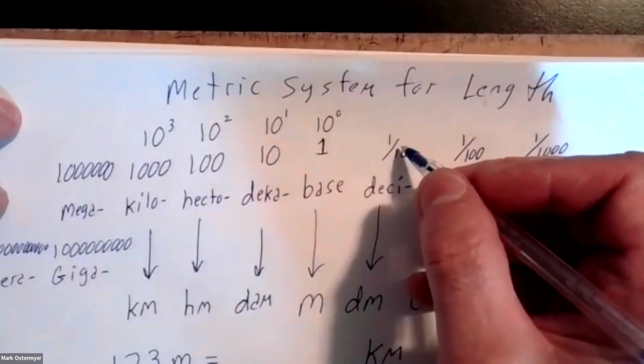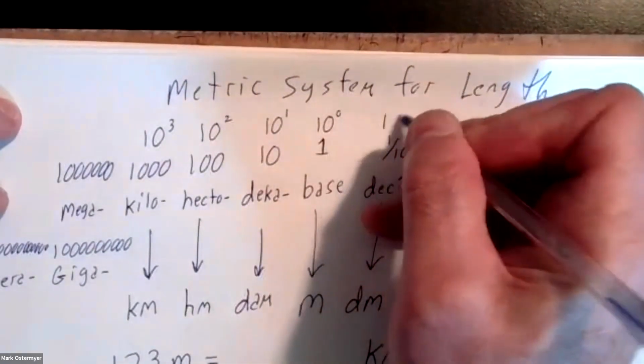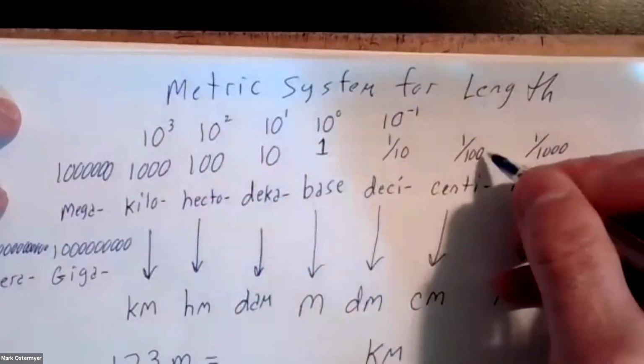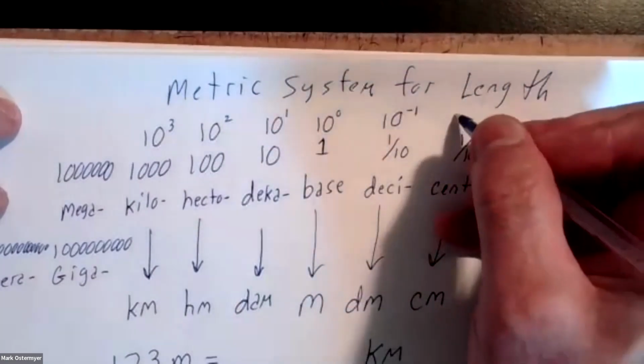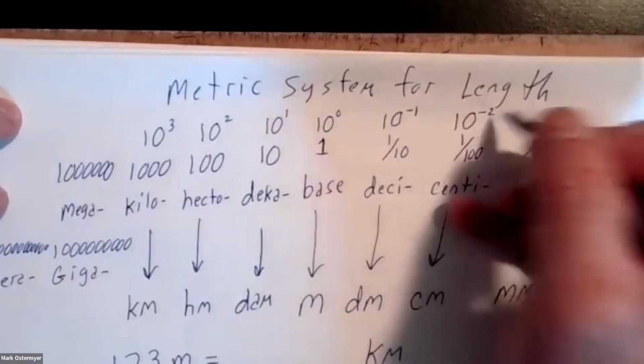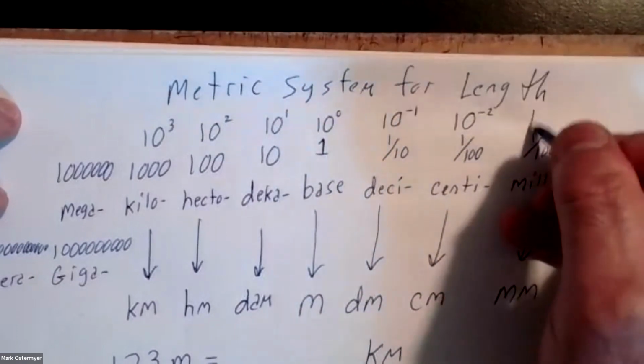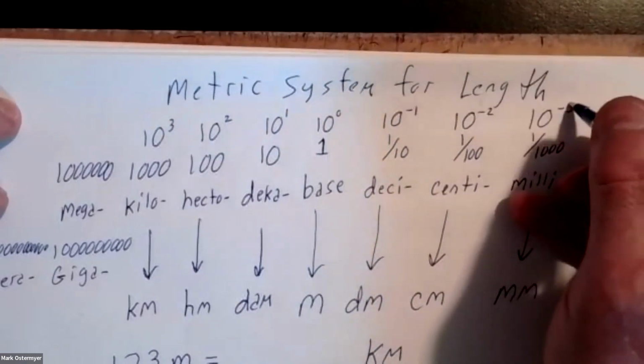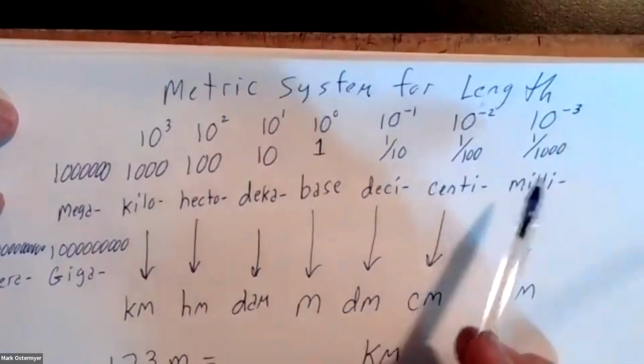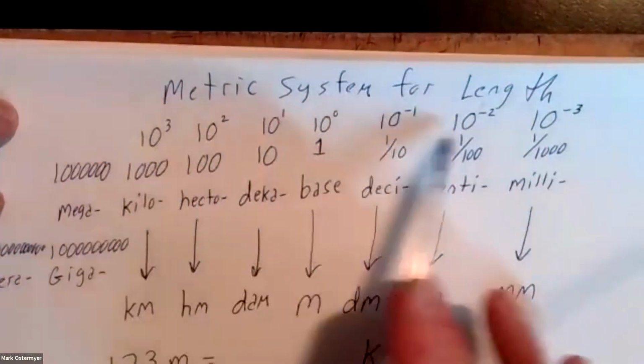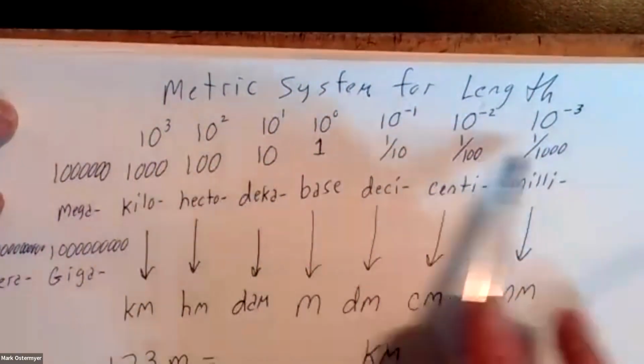A deci unit, 1/10, is really 10 to the -1 power. Centi unit is 1/100th, which is 10 to the -2 power. Milli is 1/1000th, which is 10 to the -3 power. So you can clearly see that the metric system is based on powers of 10, isn't it? See that, ladies and gentlemen?